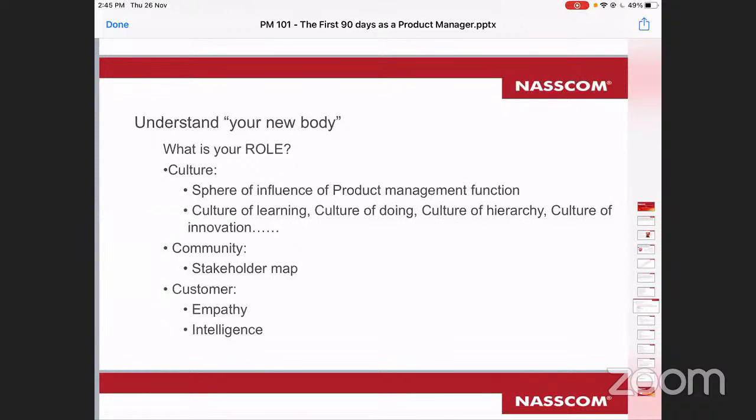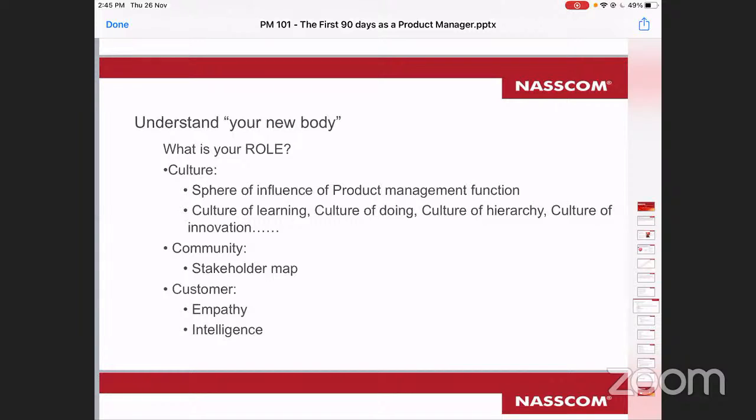For example, I use the term sphere of influence. Sphere of influence essentially means, if you think of this as concentric circles, you are in the middle of the concentric circle. You need to understand who's in your next circle and the next circle, and continue to build that out. When you enter into the organization, you have not yet built your sphere of influence. But you have to understand, as a product management function, what is the sphere of influence.